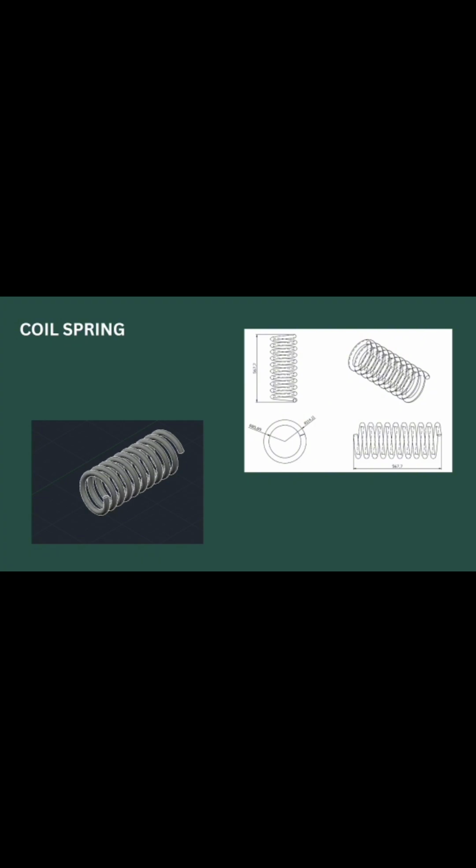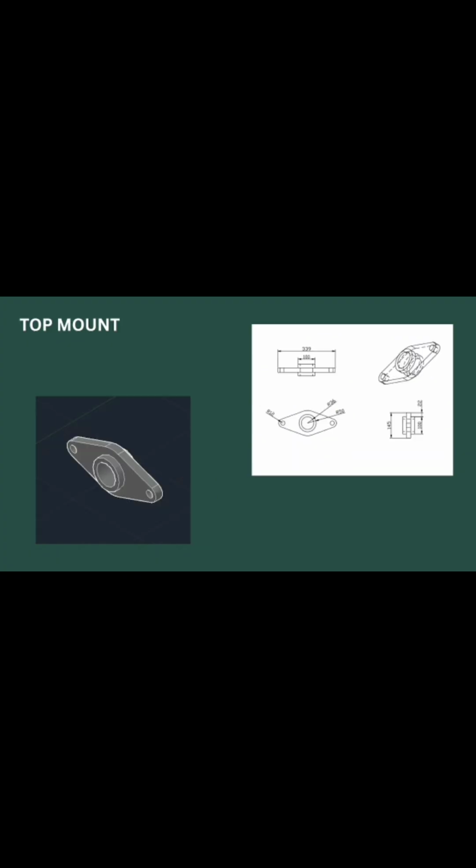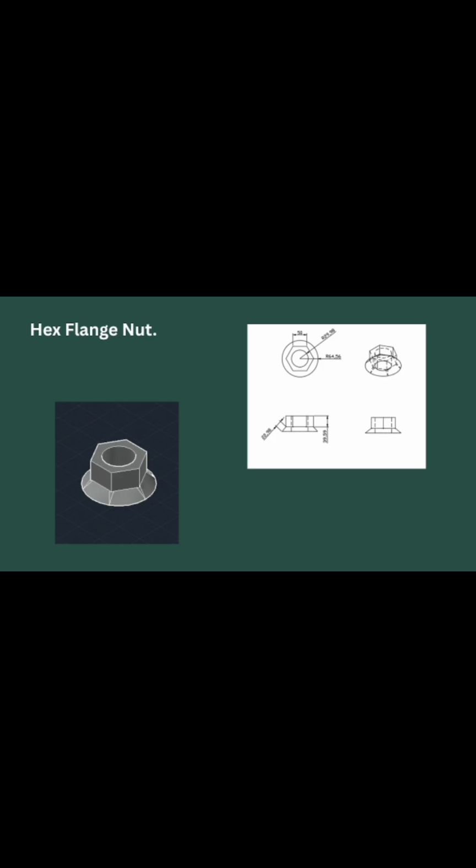This is the coil spring. The 3D model and technical drawing show its height, diameter, and how it fits into the suspension system. And this is the top mount. It has a central hole and side holes for mounting, and the drawing shows its exact dimensions for manufacturing. Next, here is the head flange nut. It is a fastening part, and the orthographic view shows its size and shape from different angles.